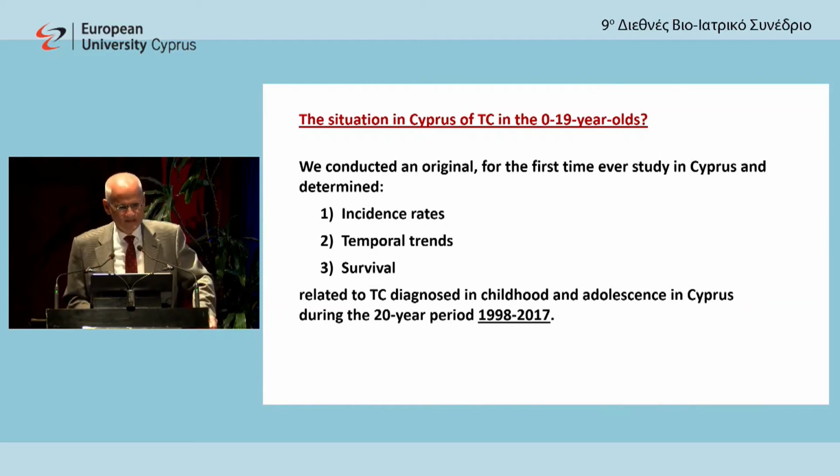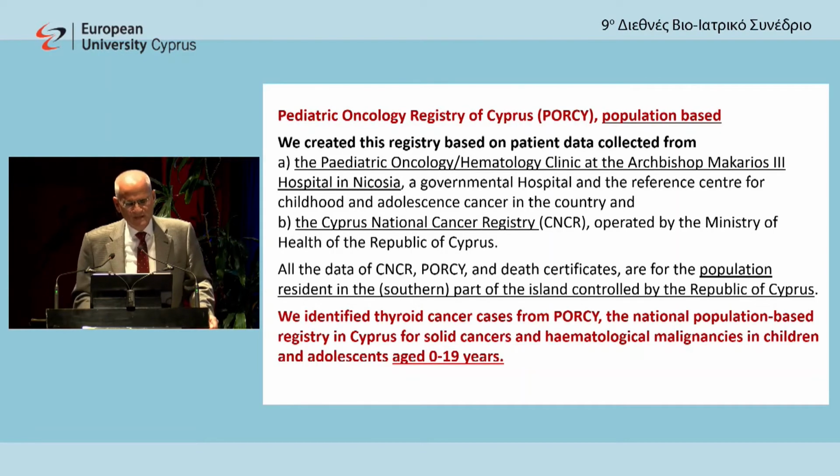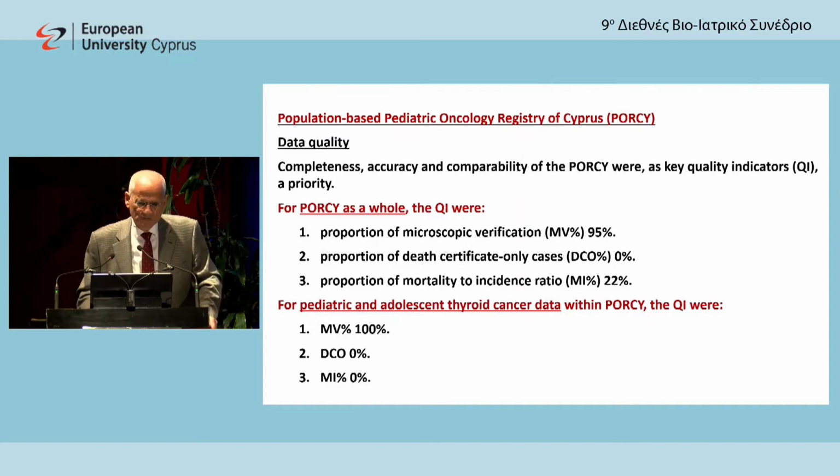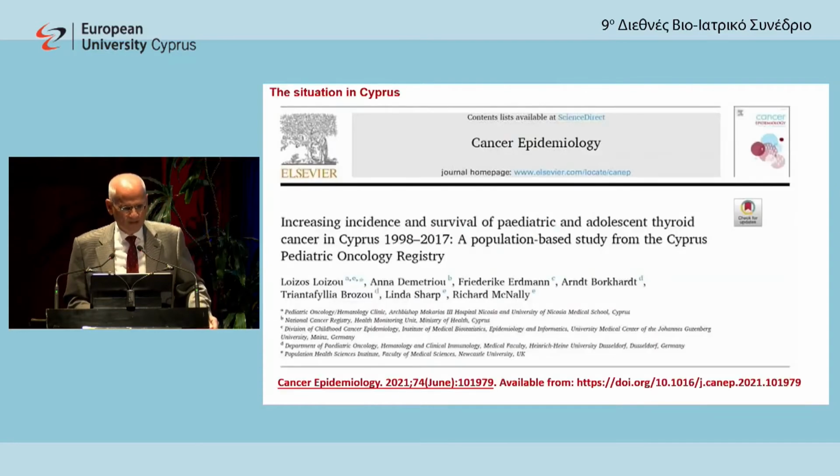We did a study in Cyprus over a 20-year period, 1998-2017, and we studied the incidence rates, temporal trends, survival, using the Pediatric Oncology Registry Cyprus, because we created this registry and we have had it since the 1990s. As you will see here on the lower part of the slide, the international quality characteristics are very high. So we have a population-based registry with good characteristics.